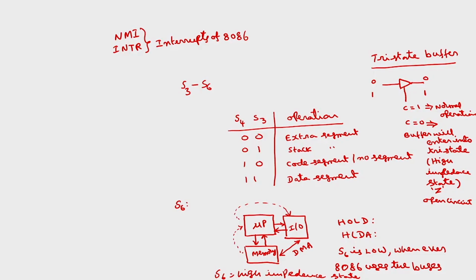So here also, whenever the microprocessor uses the bus, S6 is low. After the use of the buses is over, 8086 is ready to give the buses to the peripheral device. At that time S6 becomes high impedance state, and the control is given to the memory. That is the status bus S6. Then there is one more status signal called S7, or BHE, bus high enable. I will come to that later. Now coming to the other signals such as DEN bar and DT by R bar.